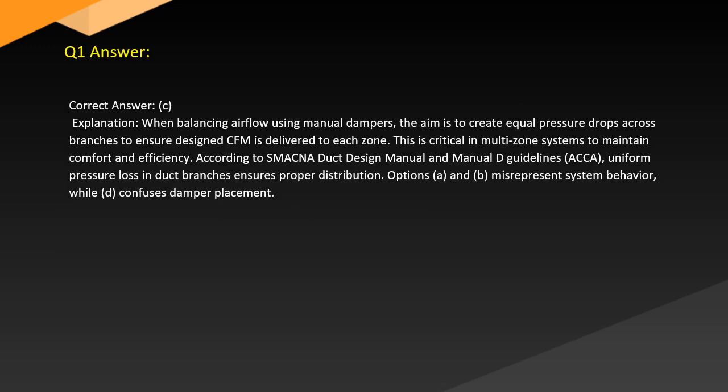Answer. Correct answer: C. Explanation. When balancing airflow using manual dampers, the aim is to create equal pressure drops across branches to ensure designed CFM is delivered to each zone. This is critical in multi-zone systems to maintain comfort and efficiency. According to SMACNA Duct Design Manual and Manual D guidelines, a uniform pressure loss in duct branches ensures proper distribution. Options A and B misrepresent system behavior, while D confuses damper placement.